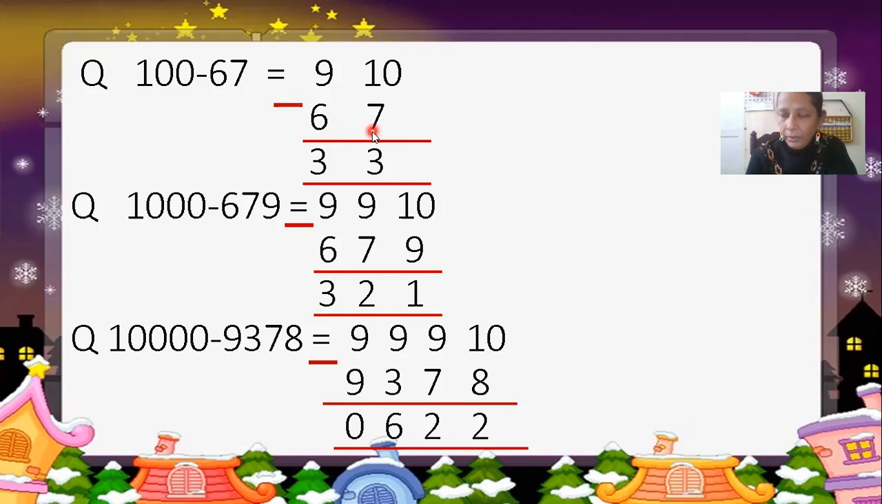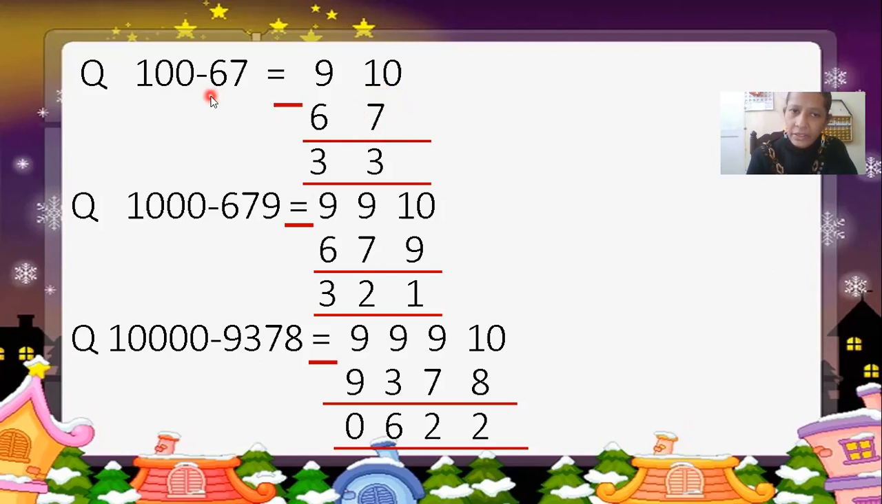Now, as you can see, the name of this concept is all from 9 and last from 10. So what is the last number in 67? You can clearly see this 7 is the last number in 67. So you have the name also. What is the name of this concept? Last from 10. So if 7 is the last number, above 7 I have written 10.